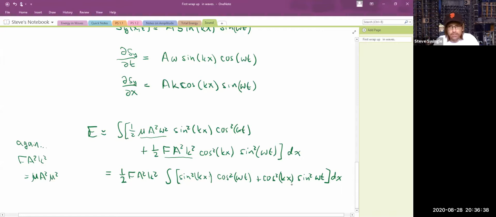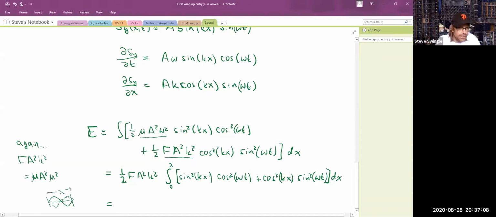Now I have this to do, and that ain't too bad. Let's say I go over one wavelength again. For a standing wave, one wavelength would be like this. The standing wave oscillates like this between here and here. So this is one wavelength.